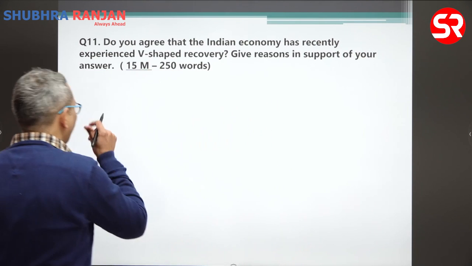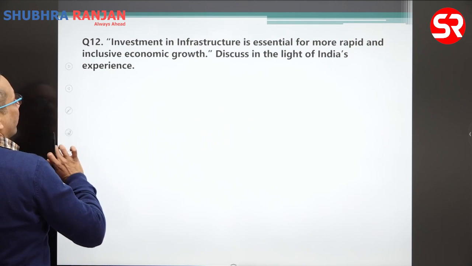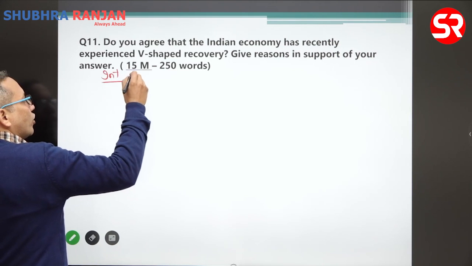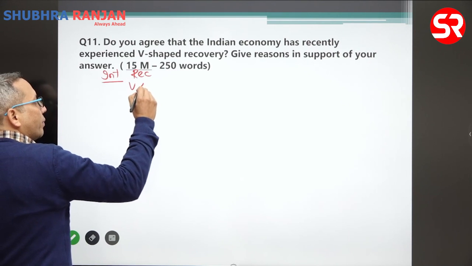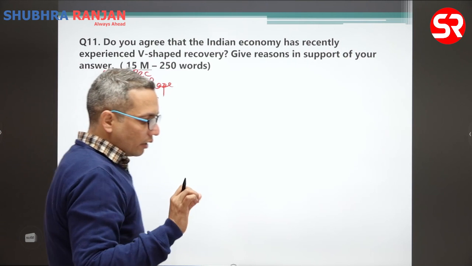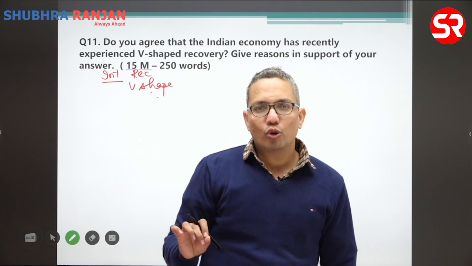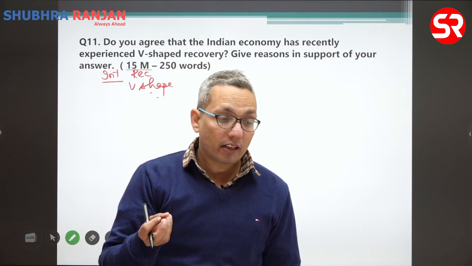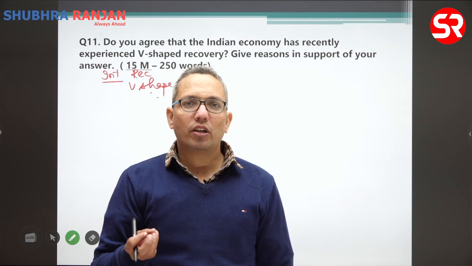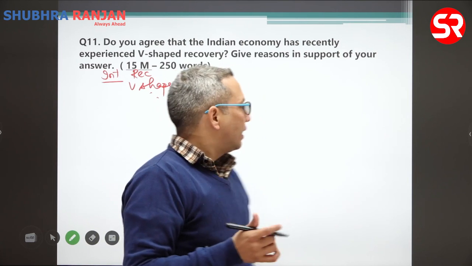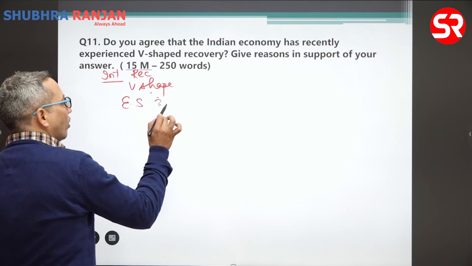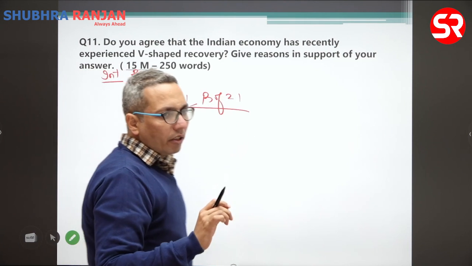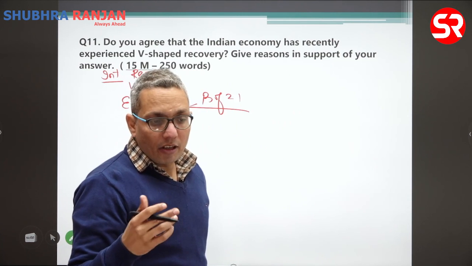So in the introduction, we'll give the definition of recovery and V-shaped recovery. We'll say, what is recovery? When the GDP falls and then goes back to its original position, it is called economic recovery. And when the economy takes a very short span of time to get back to the original level, that is called V-shaped recovery. And then we would say that the Economic Survey of 21 and the Budget of 21, both of them were making a case that India will be getting a V-shaped recovery.